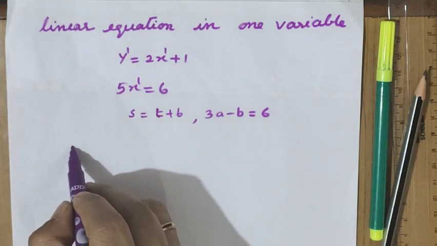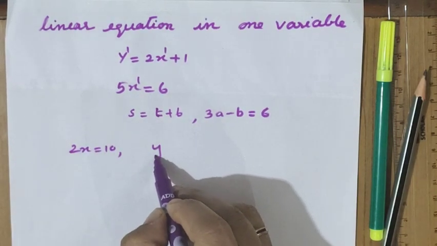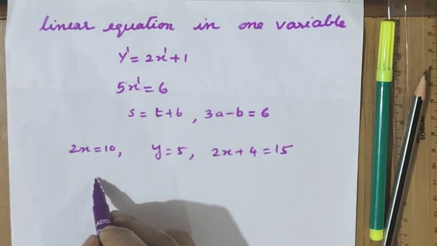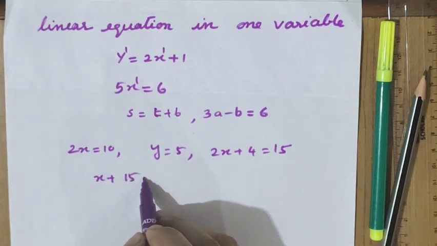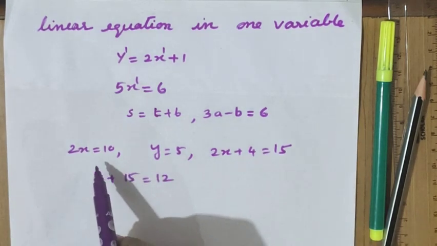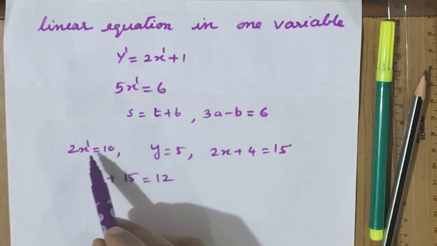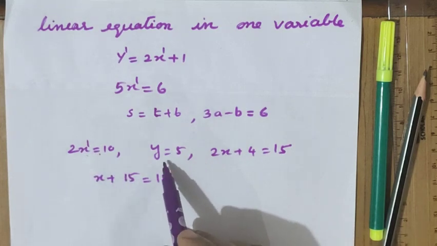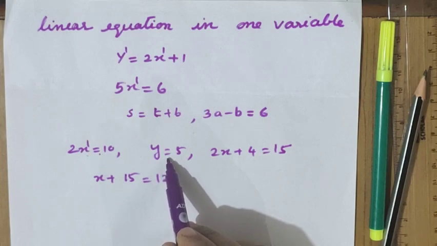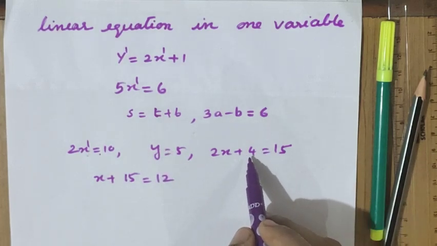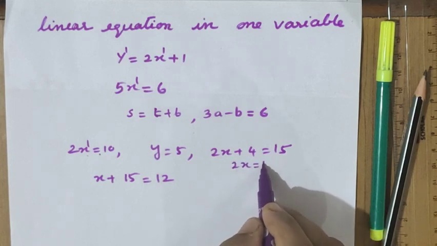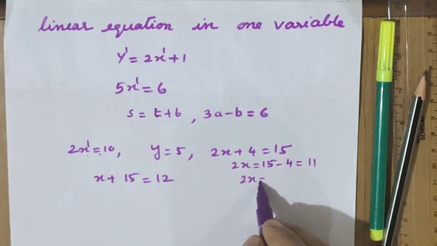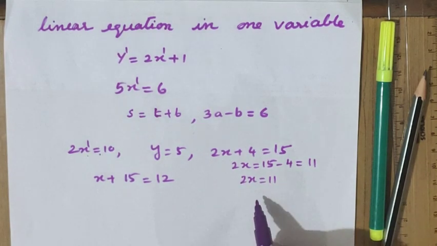Now let us see some other examples: 2x equal to 10, y equal to 5, and 2x plus 4 equal to 15. Again x plus 15 equal to 12. If you check, the degree is 1 only and there is only one variable, so these are linear equations in one variable. Y equal to 5 is again a linear equation with one variable. 2x plus 4 equal to 15, so 2x equal to 15 minus 4, which simplifies to 11. So 2x equal to 11 only. Again it is a linear equation in one variable.